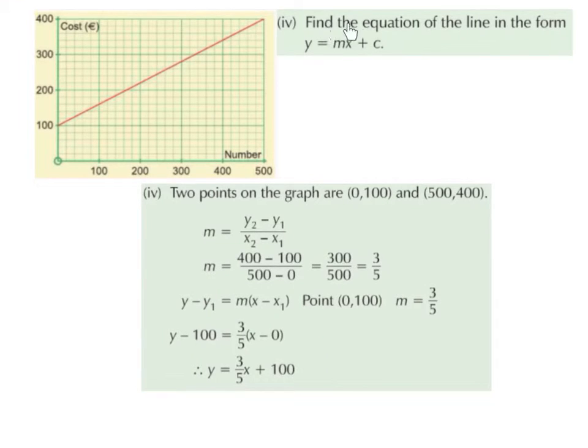Part 4. Find the equation of the line in the form of y equals mx plus c. So there are two things that we need for the equation of the line. The first thing we need is the slope of the line, and the second thing we need is a point on the line. And when we have both of these, we substitute them into the equation of the line formula. So let's start off finding the slope.